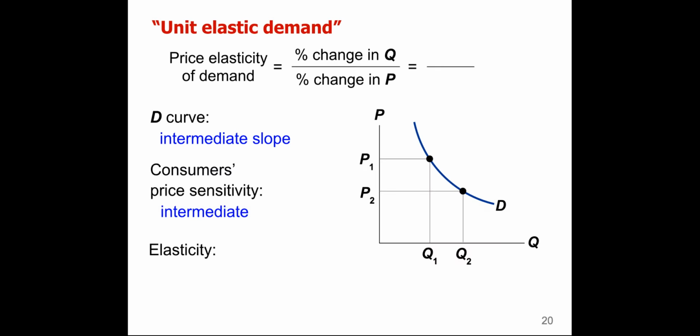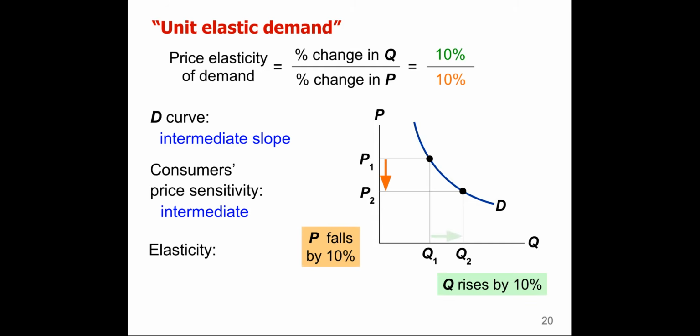If your demand line is right in the middle, meaning a change in price by a certain percentage leads to the exact same change in quantity demanded, we call that unit elastic, and your elasticity will equal 1.